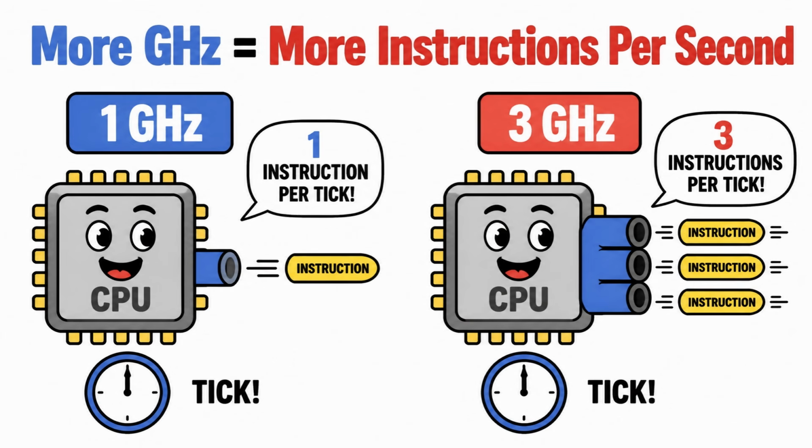So here's the key takeaway. More clock speed equals more instructions processed per second. If you have a 1 gigahertz CPU, it fires off roughly 1 billion instructions per second. Bump that up to 3 gigahertz, and now you're at 3 billion instructions per second. That's 3 times the work done in the same amount of time. This is directly why faster CPUs feel snappier, more responsive, and handle heavy tasks better.